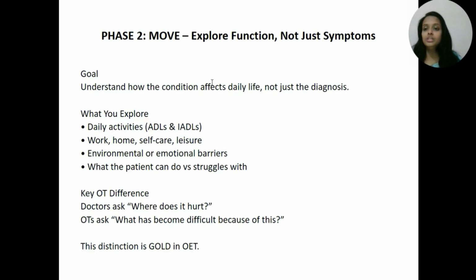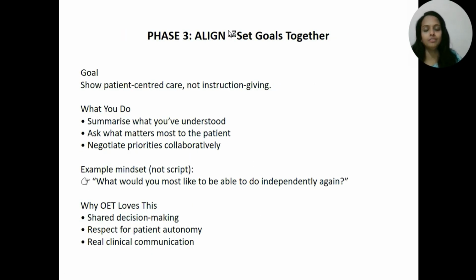Got it? So here the key OT difference is that doctors ask where does it hurt, but as an occupational therapist you have to ask what has become difficult because of this. This distinction is gold in OET. And phase three is Align, which means set the goals together. This is a big scoring area. Most candidates miss this.